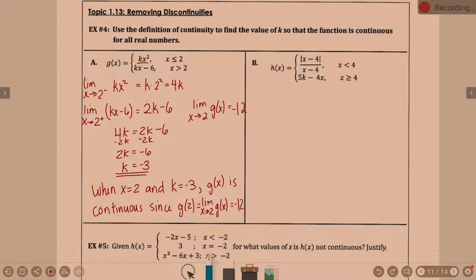Okay. As we look at B, talking h of x, in order to find k, we have to look at the limits as x approaches 4. And so as we look at this, the limit as x approaches 4 from the left. Now, officially, that is the absolute value of x minus 4 over x minus 4.